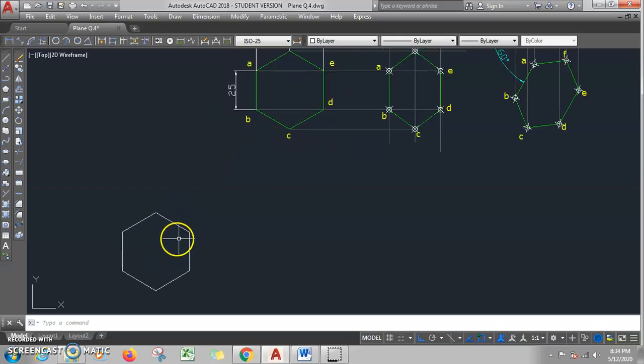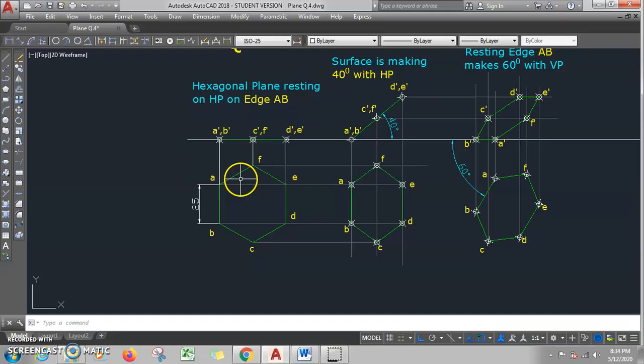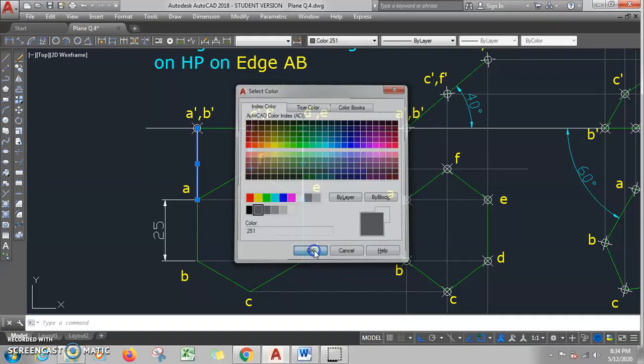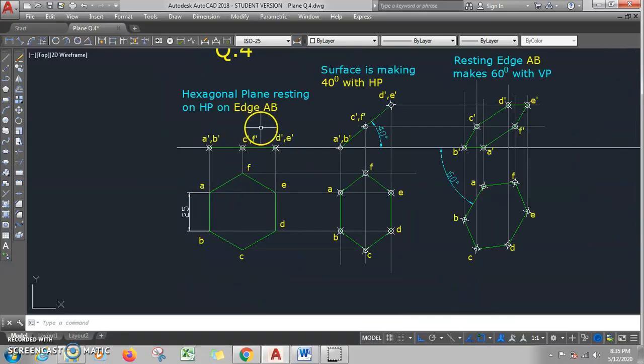So what is this polygon? This polygon is basically a hexagon, taken resting on HP. So the top view will be the hexagon A, B, C, D, E, F. Side is equal to 25. I will have projectors here, 1, 2, 3. Once we have projectors, at the points of intersection we have a dash, b dash, then c dash, f dash, and d dash, e dash. So initially the complete plane is in HP. So this is the resting condition.